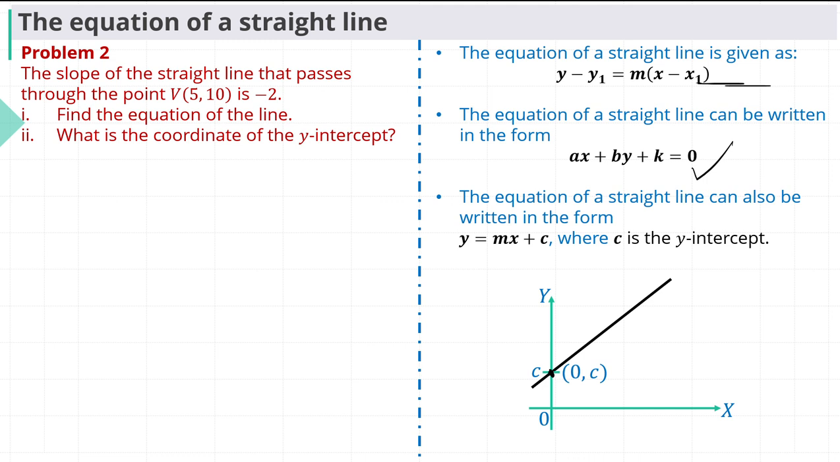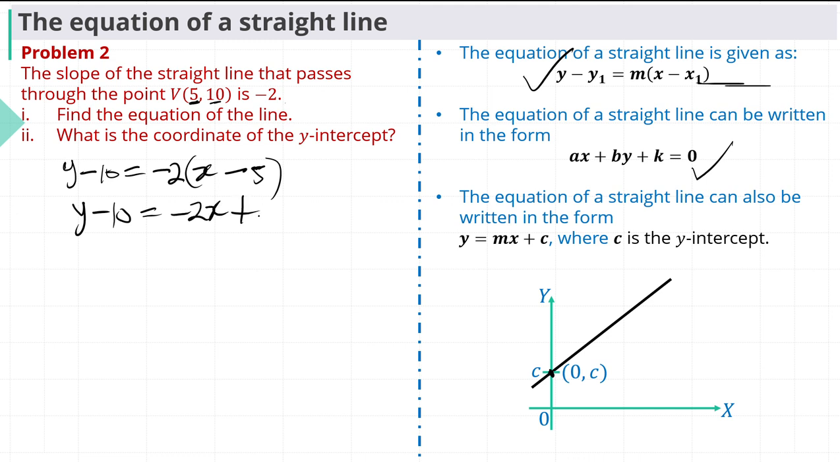Let's solve the next question. The slope of the straight line that passes through the point V is minus 2. Find the equation of the line. Okay, we know the equation of the line is y minus y1 equals gradient minus 2 multiplied by x minus x1. Thus, when you substitute the point V and the gradient minus 2 into this formula, you get what I've just written. So now we get y minus 10 equals minus 2x plus 10.